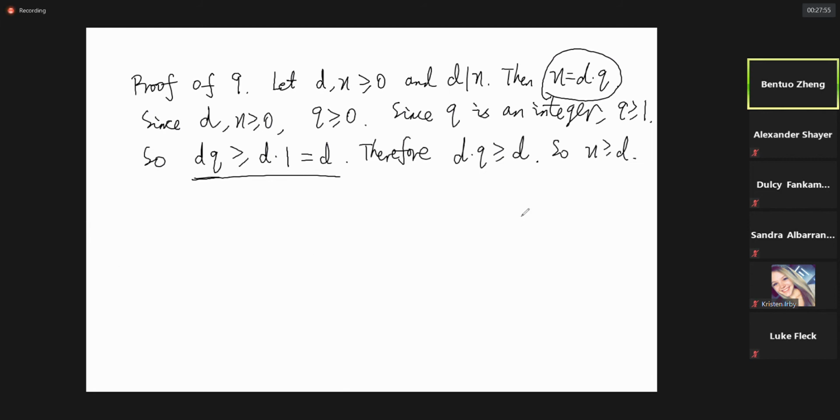Okay, using the language of divisibility, we know that an integer is even if two is a divisor.